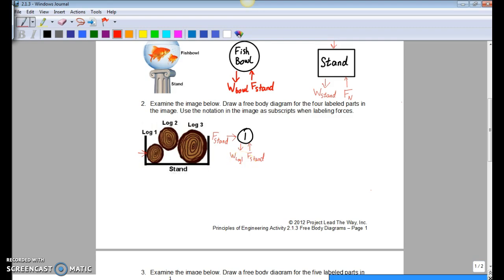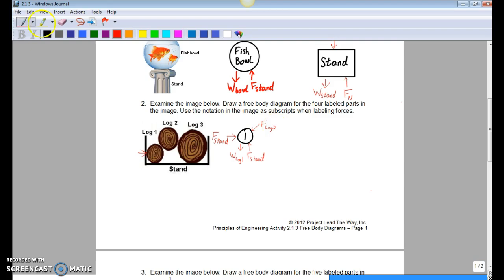I'm hoping my text size as I write that is big enough that everyone can read it. But again, we have the force of the stand from the left. We have the force of the stand from the bottom. We then have the weight of the log itself, which is a force downward. And our last force is coming from log 2. So we have another force coming in at an angle, force of log 2.